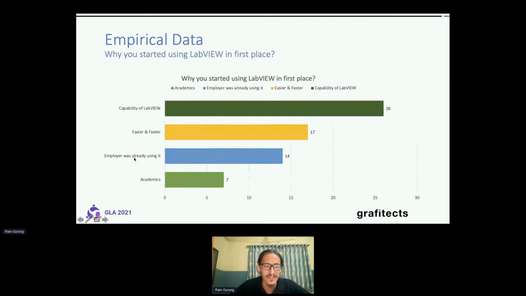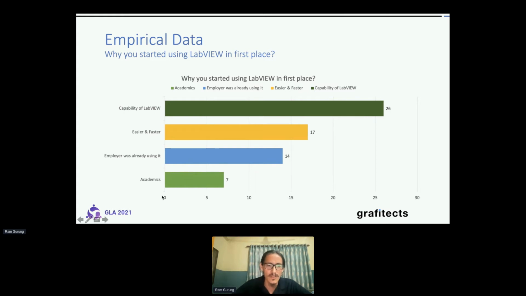Another favorite reason was that the employer was already using it. So basically these might come together. Here we can see that LabVIEW is very powerful in terms of people who have used it and become advocates, and so on.